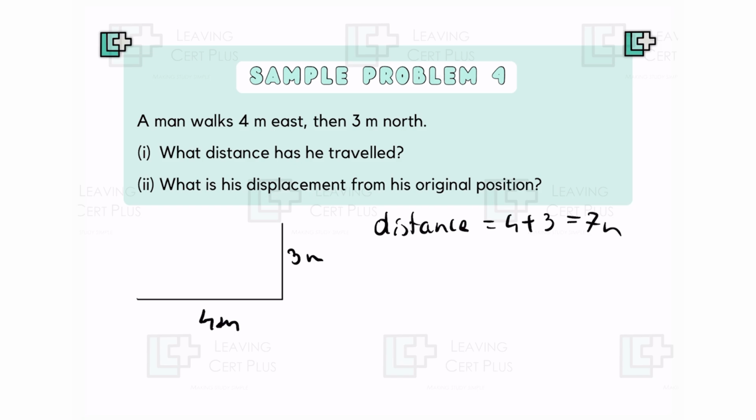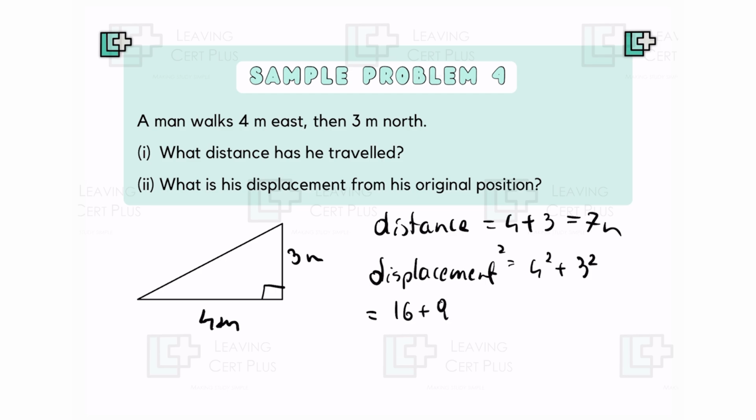Nevertheless, we have to remember that the displacement is along a straight line from the starting to the end point. So I just represented displacement, and you should now see that this completes a right angle triangle. And in the right angle triangle, Pythagoras' theorem applies, so we can say that displacement squared is going to be equal to 4 squared plus 3 squared, which is the same as 16 plus 9, which is 25. So from here I can get that displacement will be equal to root 25, and that's 5 meters.